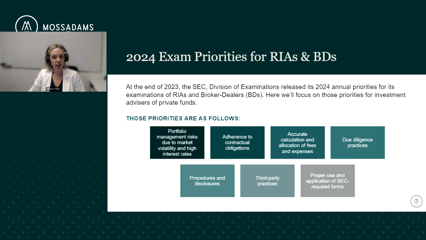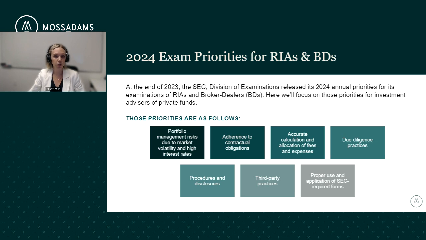Each year, the SEC Division of Examinations releases its annual priorities for its examinations of RIAs and broker-dealers. Those priorities for 2024 were released at the end of 2023. Today, we'll focus on those priorities for investment advisors to private funds. If you're familiar with priorities that were previously announced in other years, these should look fairly consistent. Let's walk through each of these priorities.